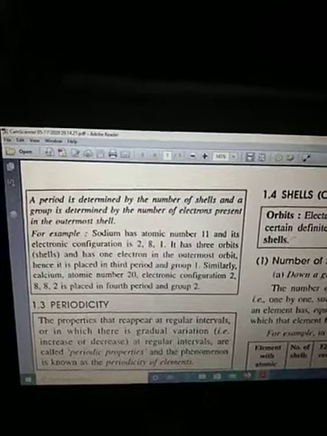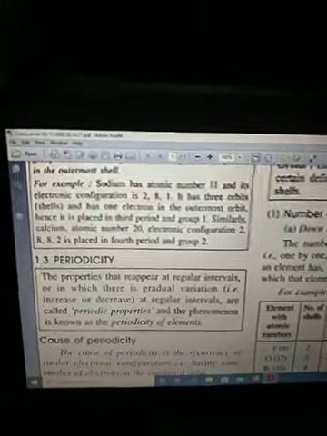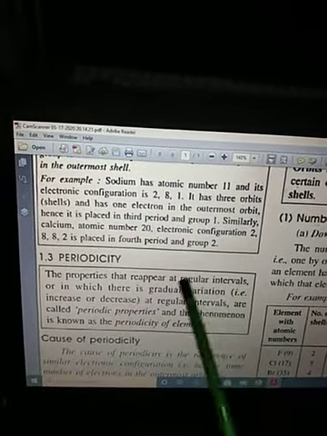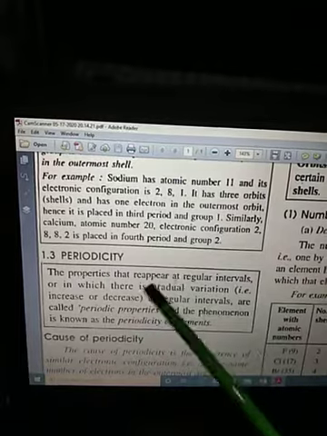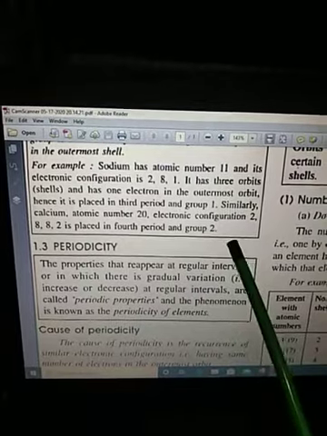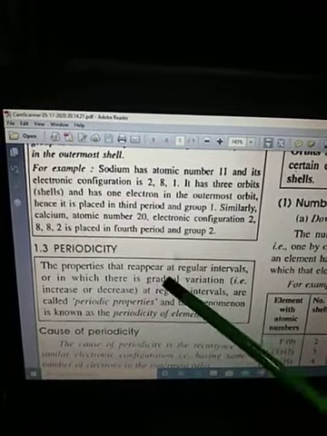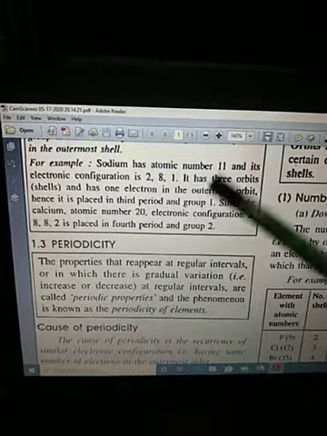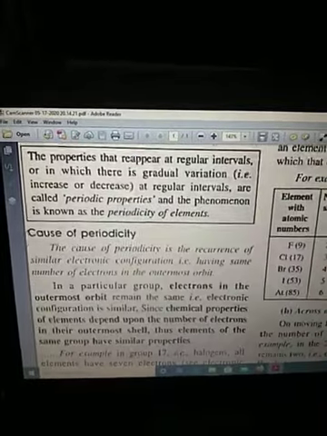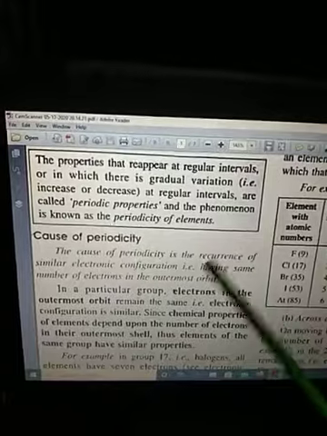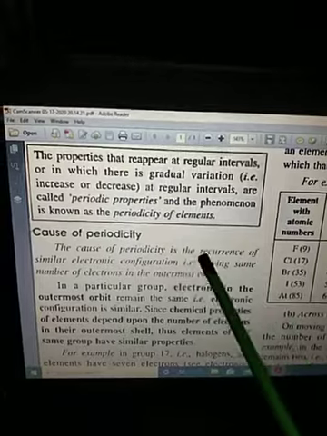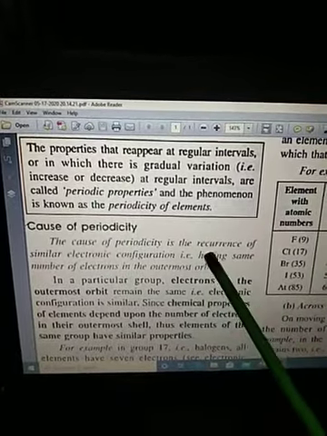Now we have to understand the term periodicity. What does periodicity mean? Periodicity means the properties that reappear at regular intervals. The properties that appear at regular intervals are called periodic properties, and the phenomenon is known as periodicity of elements. Now what is the reason for periodicity? That means, what caused the elements to have similar chemical and physical properties? The main cause of periodicity is the presence of the same number of electrons in the last orbit. So the cause of periodicity is the recurrence of similar electronic configuration, that is, having the same number of electrons in the outermost orbit.